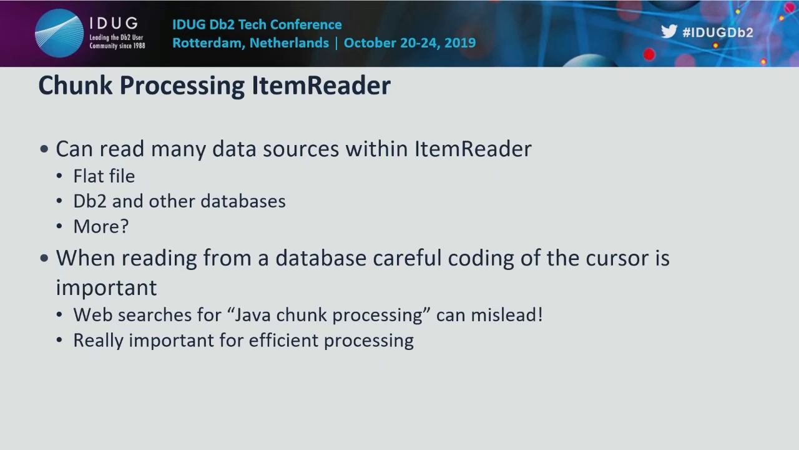You can read from many data sources in the item reader. In this demo, I'm going to read from Db2. You have to be careful coding the cursor. And one of the things that we did when we were researching this was doing web searches for Java chunk processing. Those were misleading. They didn't work as advertised. So it's really important to get this right for efficient processing.